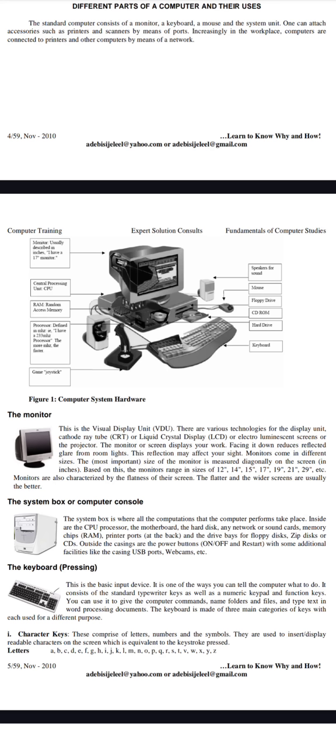Monitors come in different sizes. The size of the monitor is measured diagonally on the screen. Based on this, the monitors range in size of 12, 14, 15, 17, 19, 21, 29. Monitors are also characterized by the flatness of their screens. The flatter and the wider screens are usually the better.